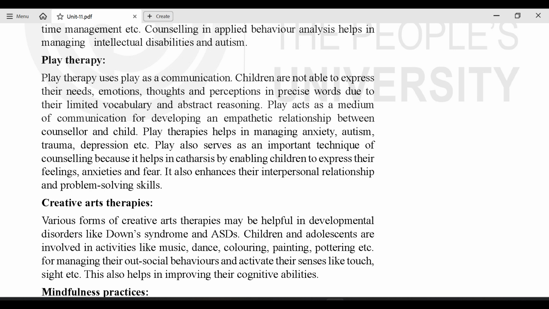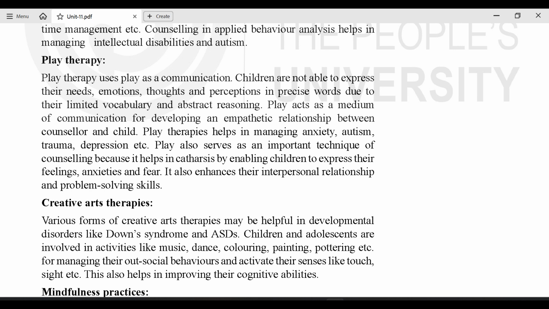Play therapy. Play therapy uses play as a communication. Children are not able to express their needs, emotions, thoughts and perceptions in precise words due to their limited vocabulary and abstract reasoning. Play acts as a medium of communication for developing an empathetic relationship between counselor and child. Play therapy helps in managing anxiety, autism, trauma, depression, etc. Play also serves as an important technique of counseling because it helps in catharsis by enabling children to express their feelings, anxieties and fear. It also enhances their interpersonal relationship and problem-solving skills.